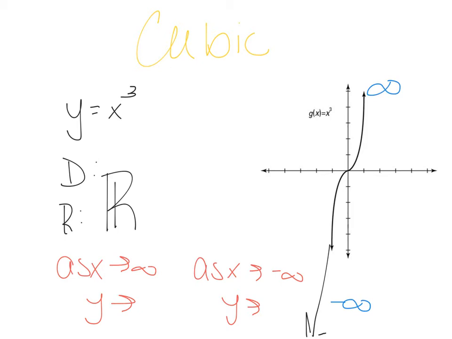So as x goes to infinity, that's my first portion here, y goes to infinity as well, because that's the right side of my graph. So I will put infinity here. And then as x goes to negative infinity, as I go this way on my graph, it goes down, so y goes to negative infinity.